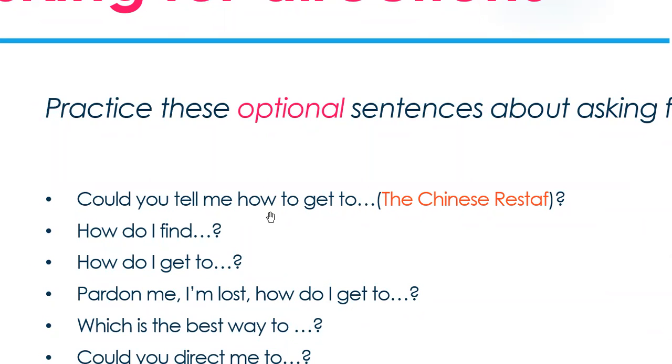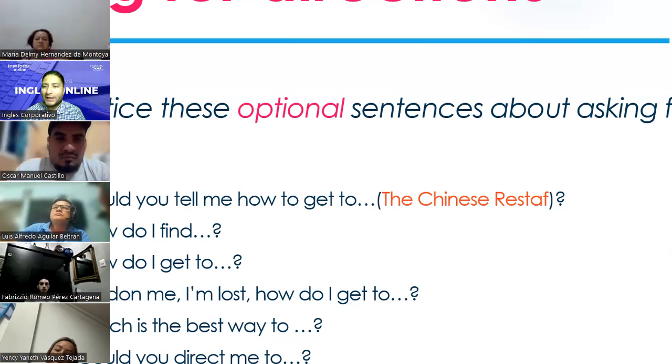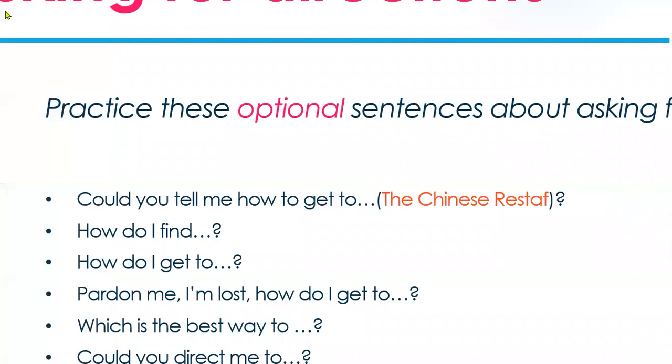Could you tell me how to get to the Chinese restaurant? Okay, the Chinese restaurant. Option one, repeat it, please. Could you tell me how to get to the Chinese restaurant? Me podría decir cómo llegar. Correct. Okay, that is the meaning. Eso significa, the meaning.